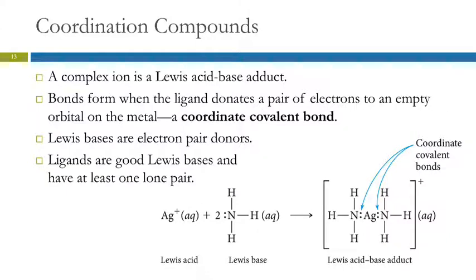Now, why is it two ammonias and not three or four? Well, at this point, we're not going to worry about that. But ligands are good Lewis bases. They're going to have at least one lone pair.